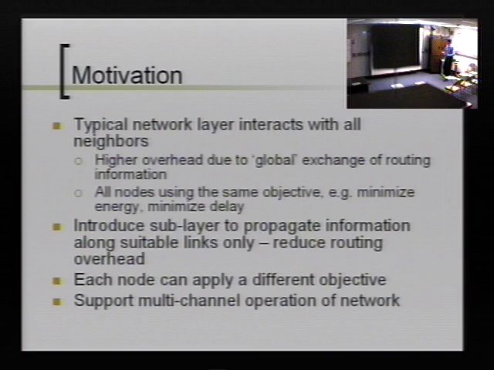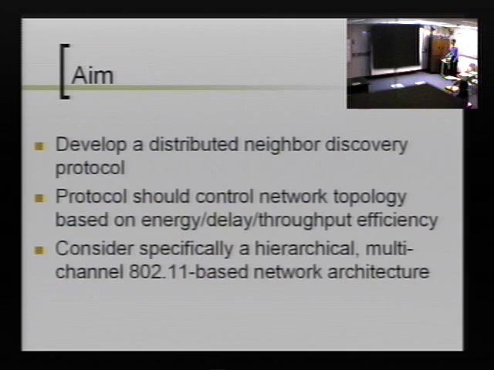So the motivation behind this, as I said earlier, is to control the routing overhead of the network and to form the topology without waiting for the network layer to form the routes explicitly. Again, the aim, just to summarize, is to develop a distributed neighbor discovery protocol. And the idea is the protocol should form a topology which is good in terms of energy, delay, and throughput.